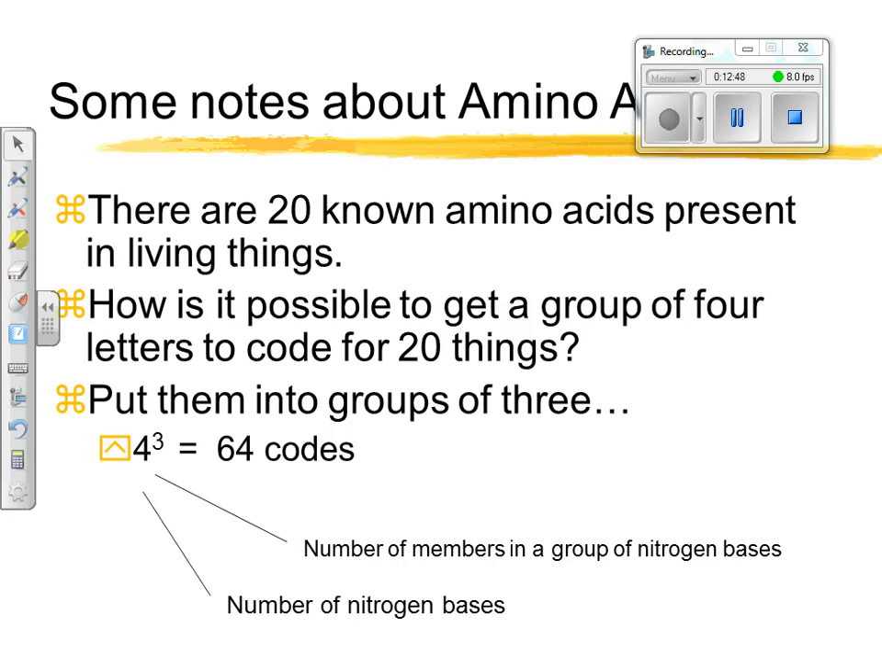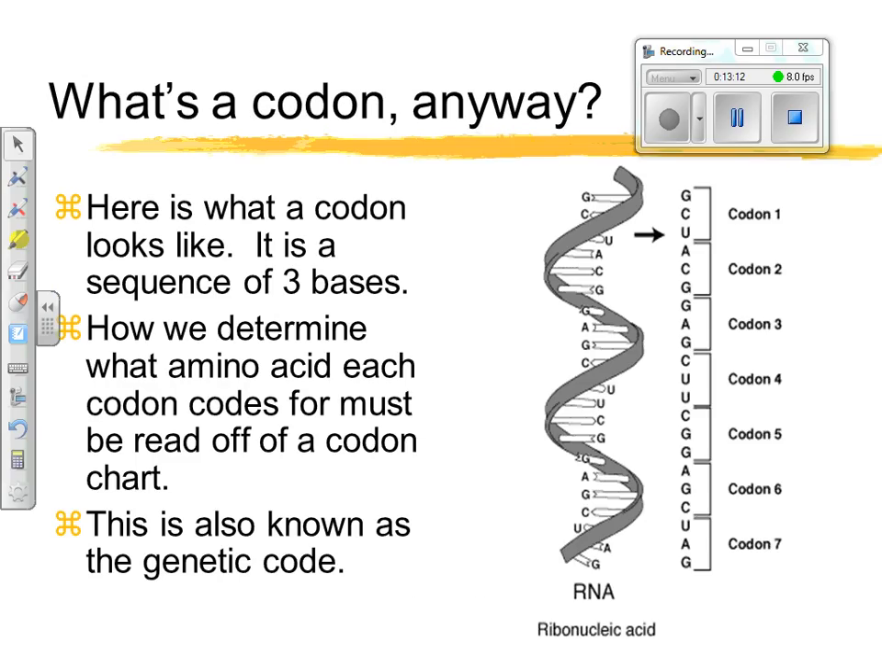Okay, let's sidetrack here about amino acids again. There are 20 known amino acids. And so how is it possible to get a group of 4 letters to code for 20 things? Well, if you put them into groups of 3, there are actually 64 different codes. Okay, so let's go back to what a codon is. Here's what a codon looks like. It is a sequence of 3 bases.